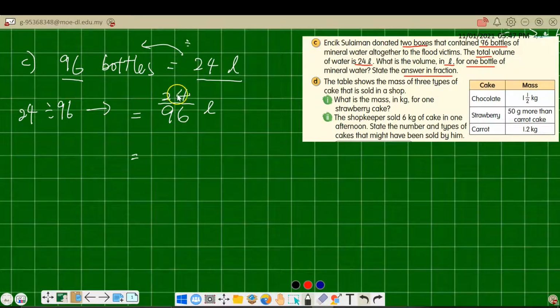What number can we simplify? This one we can divide 8 equals 3. Divide 8 is 12. And then this one we can divide 3 is 1. Divide 3 is 4. So the final answer should be 1 over 4 liter. So each mineral water is 1/4 liter.